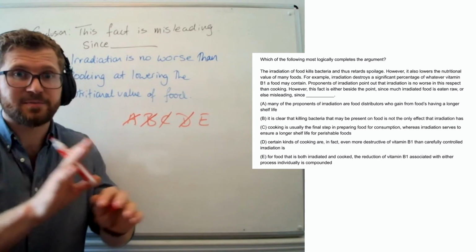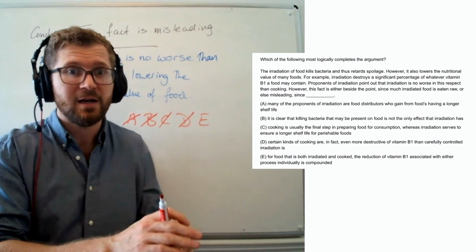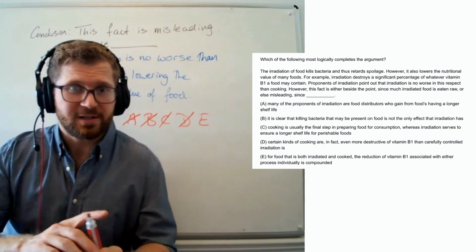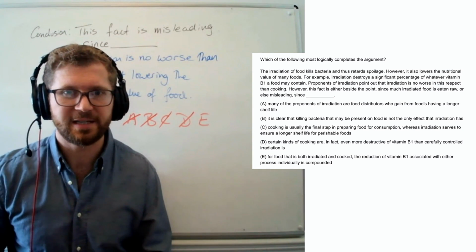I'm not going to bias myself towards it being the answer. I don't want to like it more than I should like it. But let's take a look at E and see what it says. Now, E tells us for food that is both irradiated and cooked.